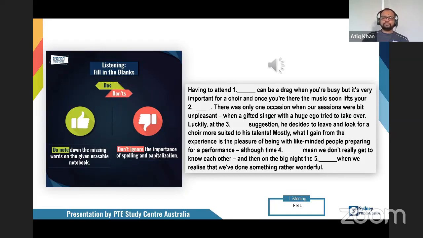to his talents. Mostly what I gained from the experience is the pleasure of being with like-minded people preparing for a performance, although time constraints mean we don't really get to know each other. And then on the big night, the euphoria when we realize that we've done something rather wonderful.